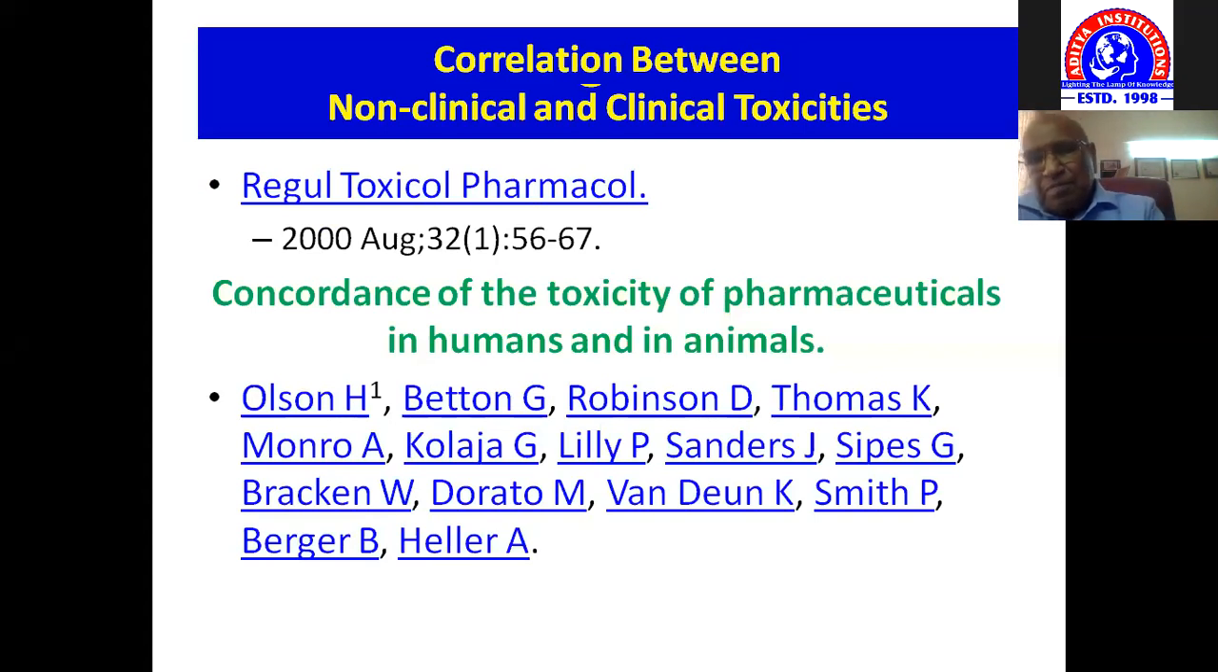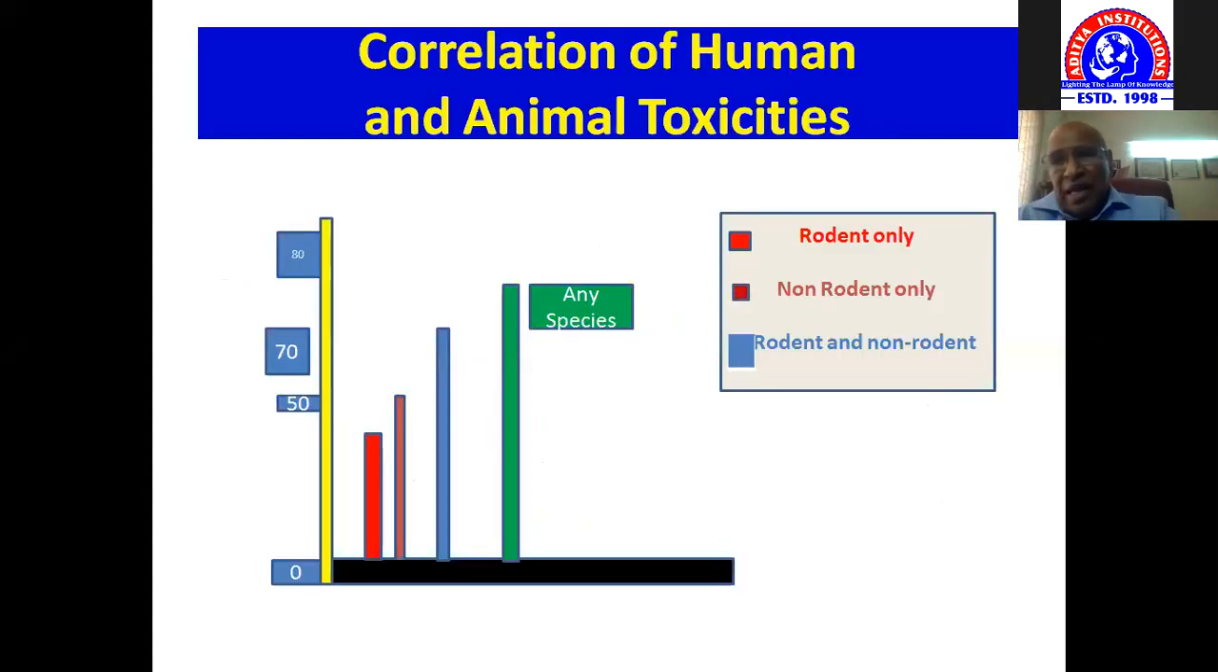Okay, this slide shows, assuming for example we do toxicity studies only in rats, the bar in red shows rat studies only. The prediction from rats to humans is roughly 45%. That means if we do only rat studies, 55% of the time we cannot detect or predict the toxicity that occurs in human beings.